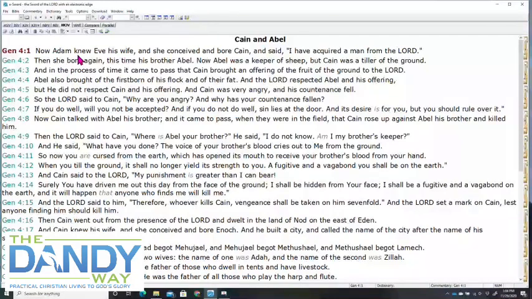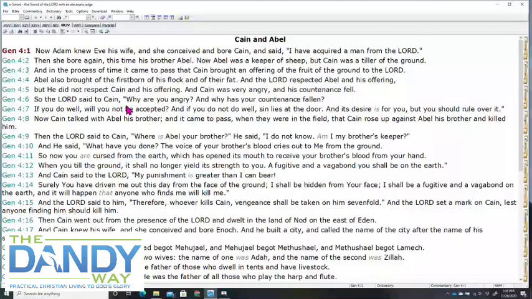Now, Adam knew Eve, his wife, and she conceived and bore Cain and said, "I have acquired a man from the Lord." Then she bore again, this time his brother Abel. Now, Abel was a keeper of sheep, but Cain was a tiller of the ground. And in the process of time, it came to pass that Cain brought an offering of the fruit of the ground to the Lord. Abel also brought of the firstborn of his flock and of their fat. And the Lord respected Abel and his offering, but he did not respect Cain and his offering. And Cain was very angry, and his countenance fell.